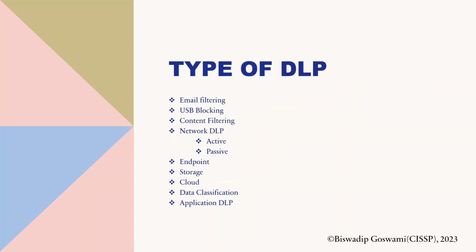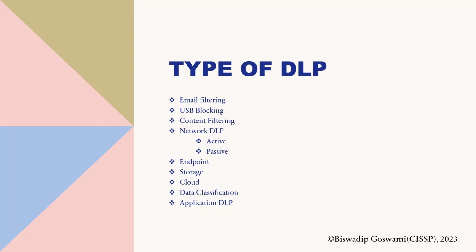What are the several types of DLP? Email filtering: it involves filtering outgoing emails to prevent sensitive information from leaving the organization. USB blocking: it includes blocking the use of USB drives to prevent data leakage. Content filtering: it involves monitoring and filtering network traffic to detect and prevent the transmission of sensitive information. Endpoint protection: it involves installing software on endpoints such as laptops and smartphones to monitor and prevent transmission of sensitive data.